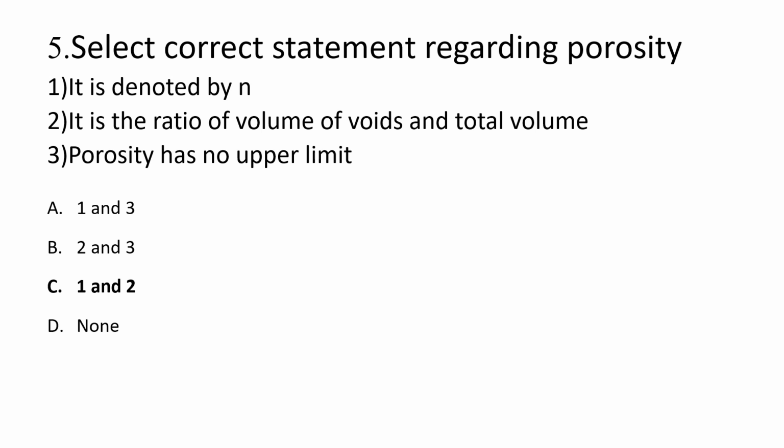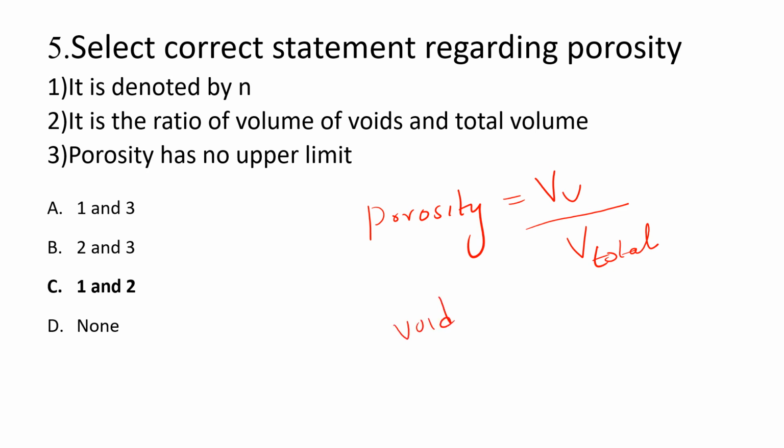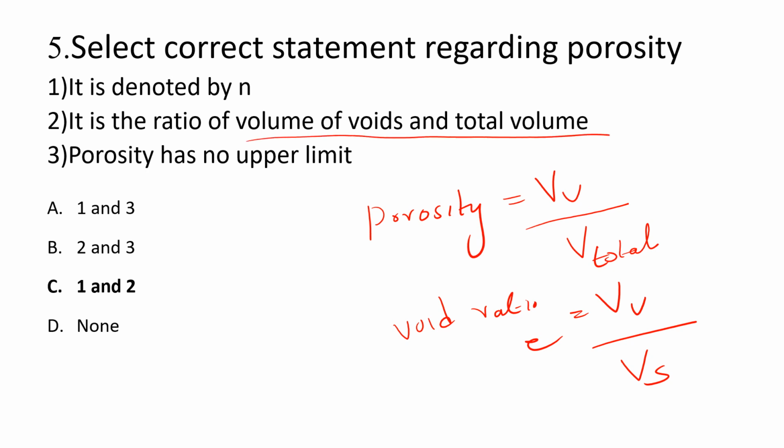So here, which are the correct statements? They are asking you which are the correct statements. Porosity. What is porosity? Porosity is volume of voids by total volume. You should not confuse it with void ratio. Void ratio e is volume of voids by volume of solids, whereas porosity is volume of voids by total volume. So volume of voids by total volume, the statement 2 is correct.